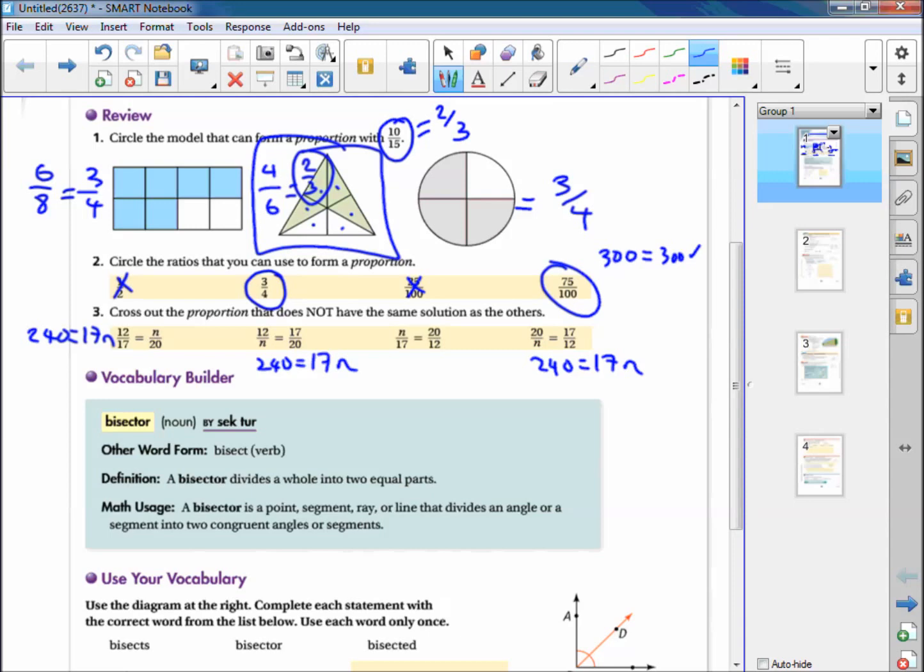Because in all of the cases I'm dividing 240 by 17 to get the final answer. And this one I'm going to get 340 equals 12n. So this one's not going to have the same answer. So we'll cross it out.